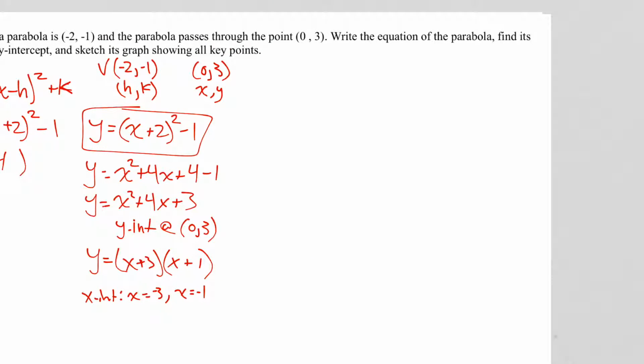Let's piece all this together to sketch this graph. Vertex, we did not say, but looking at the equation, x plus 2 is telling me that it is left 2. That minus 1 at the bottom is telling me that it is down 1. So there's my vertex. x-intercepts at -3 and -1, so right there. And my y-intercept is up at +3. So 1, 2, 3, right there.